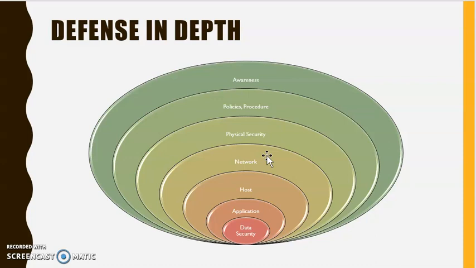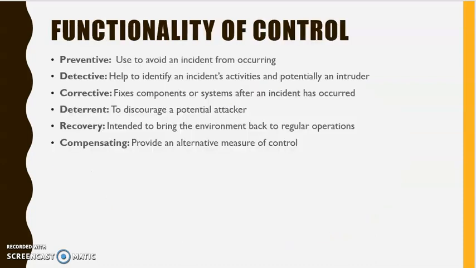So this is what we are having, the defense in depth, and which control can be used at which level. Now we are coming next, where we are talking about the functionality of the controls. Till now we understood what is a control, what are the different types of control, which control comes into the picture, and at which layer of defense in depth.